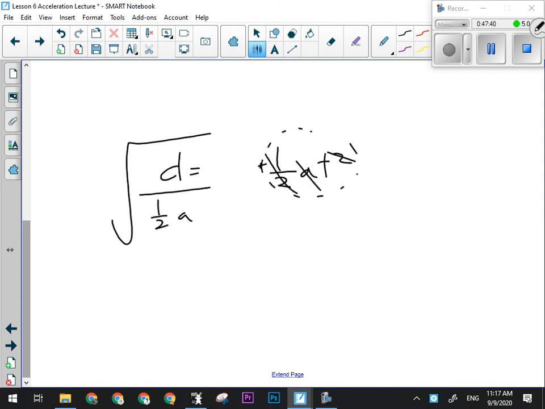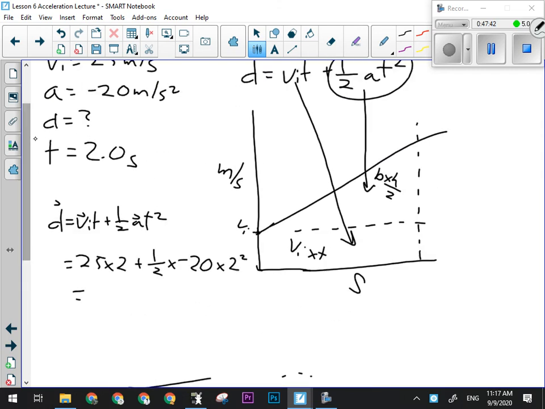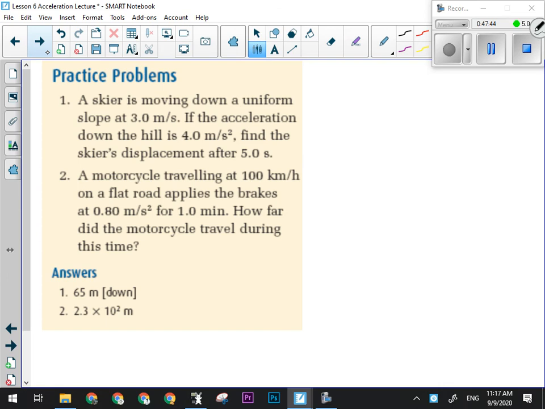All right. Let's have you guys try those two. Okay, so the first one, you've got a skier moving down a uniform slope, and you're looking for the displacement. And the second one, you've got this kilometers per hour thing again, so watch out for that. And you've also got minutes, right? So you've got to convert your kilometers per hour and your minutes.